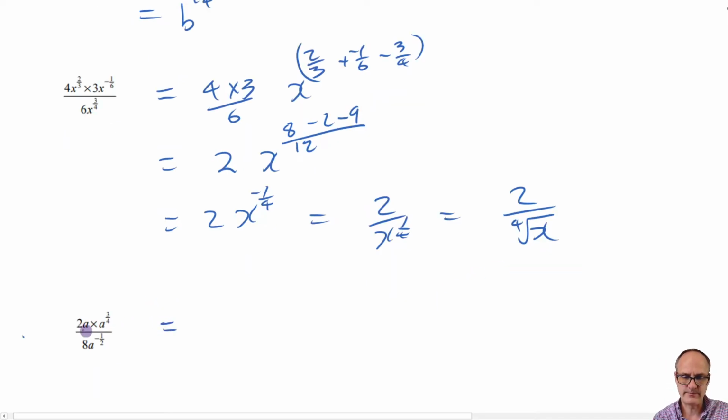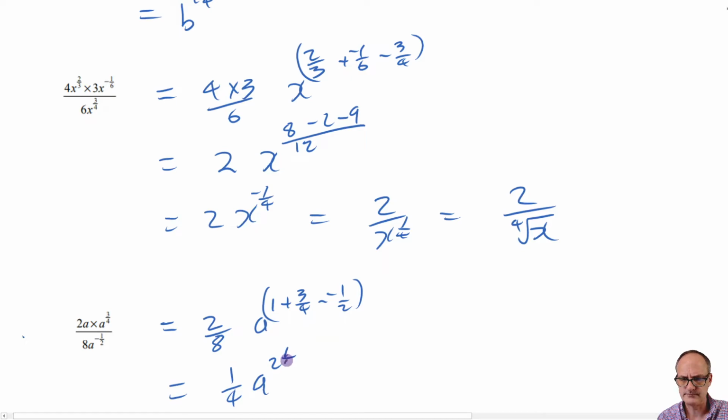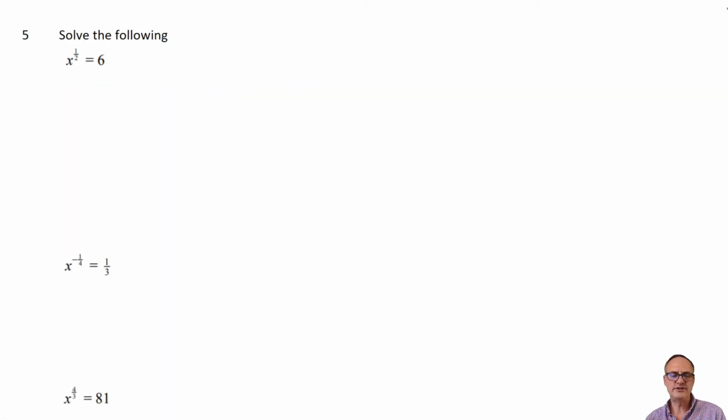Right, on this one, we've got 2 over 8, and we've got a times a to the it's a to the 1 times a to the 3/4 plus 3/4. Subtract minus a half, so you end up with a plus. So you get 1 plus a half plus 3/4. So that will give you 2.25, and we've got a quarter out the front for that. So just check our answer here. Yep, that's all okay.